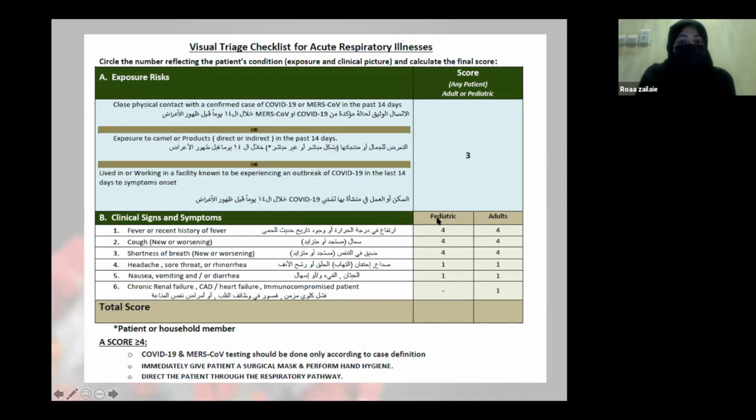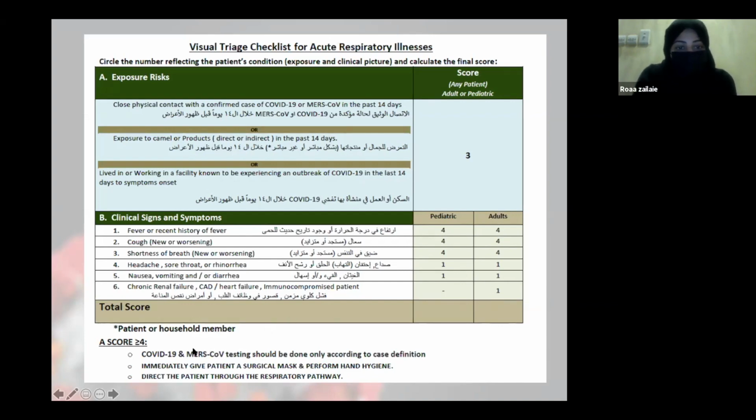If any fever or history of fever, you give score 4; cough, score 4; and SOB, score 4. Headache, sore throat, or anuria, you give score 1. Nausea, vomiting, or diarrhea, score 1. Chronic renal failure and other chronic disease, you will give score 1 in adults, and they did not include pediatrics.